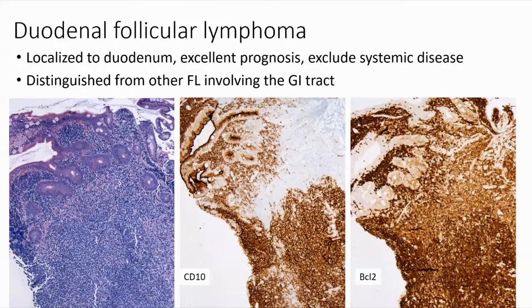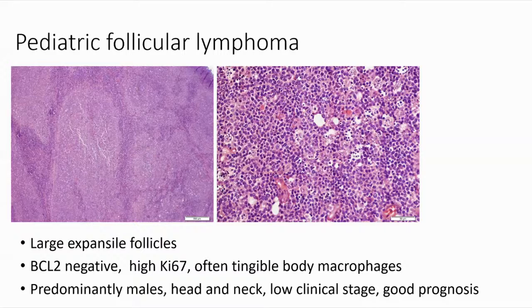Pediatric follicular lymphoma is a little bit of a different entity. It is typically BCL2 negative, typically lacks the IgH-BCL2 translocation, and is predominantly in children, predominantly males, often in the head and neck region. All these patients have a low clinical stage. The prognosis is good, and often just excision is sufficient. And what you'll typically see are these expansile follicles with numerous tingible body macrophages, and a high Ki67 obviously going along with that, but they're not polarized. So that's a very distinctive entity, but fairly rare.